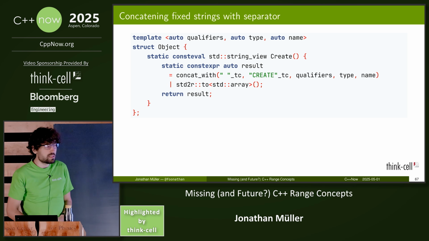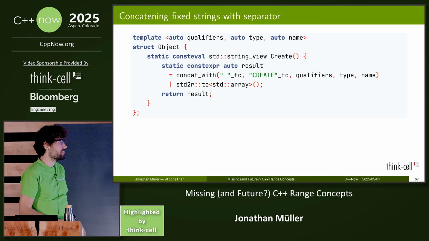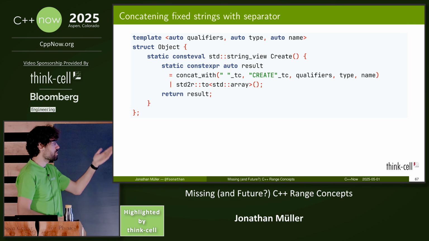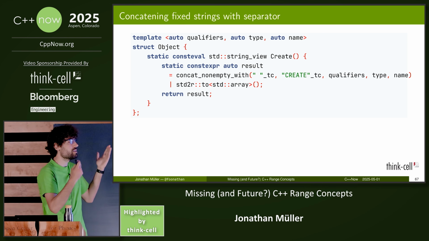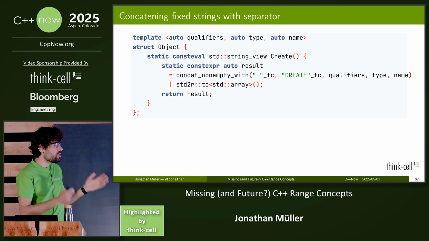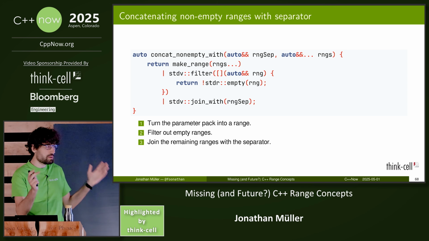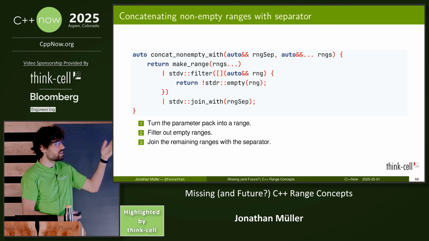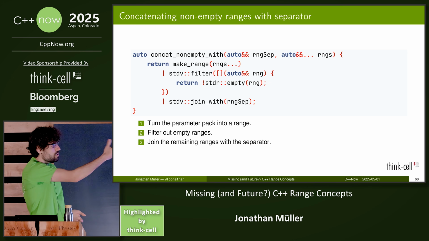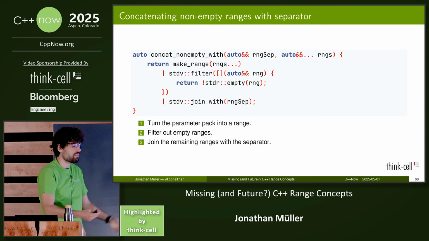What is a problem is the additional qualifiers that an object may have. And those ones may be empty. And so my colleague didn't want the unnecessary spaces. So instead of calling concat with, he called concat non-empty with, which filters them out. And concat non-empty with, that cost me so much headache, because that's the implementation. So it takes a separator and a pack of ranges, and first of all, it turns them back into a range. So it calls make range, we'll see the implementation, that just takes a pack of ranges and returns a range over all of those.